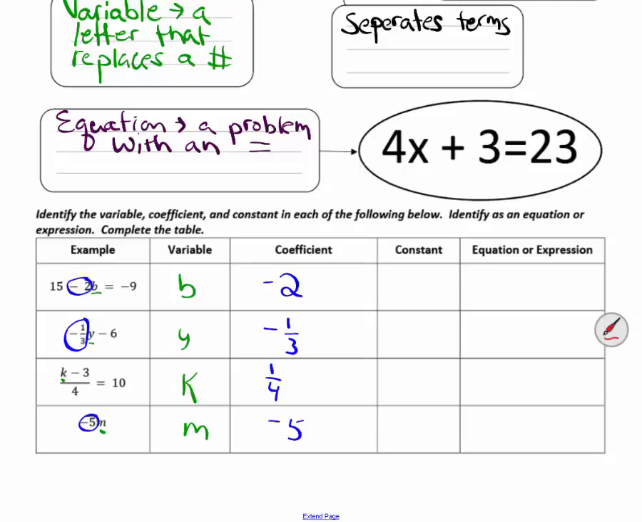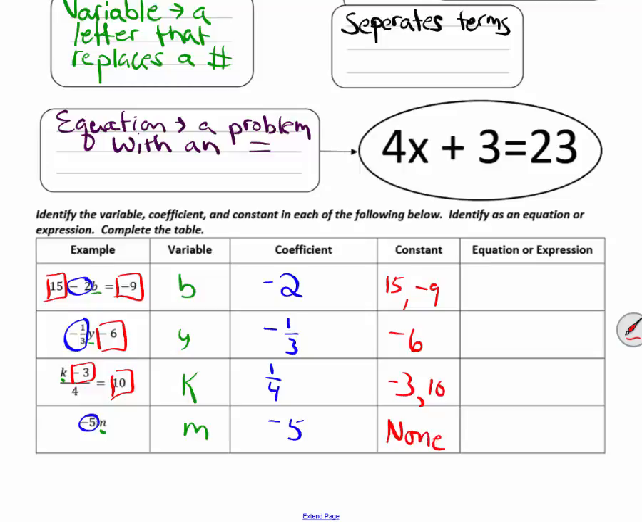Constants are numbers that are added or subtracted or equal to. So here, without a variable, I have 15, but I also have -9. In this problem, taking the sign of what's in front, I have -6. In this problem, I have -3 and I have 10. And in this problem, there's none. There is no plain number there.